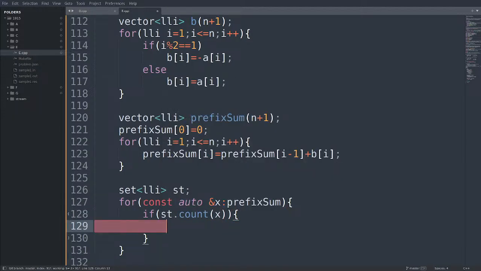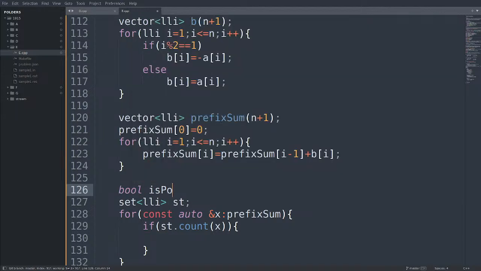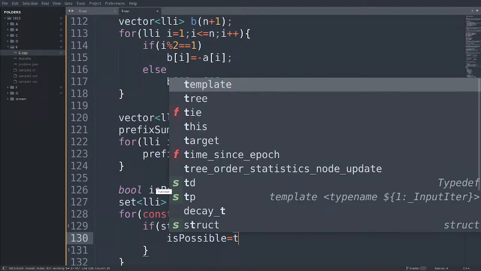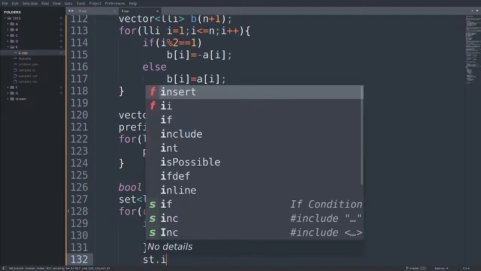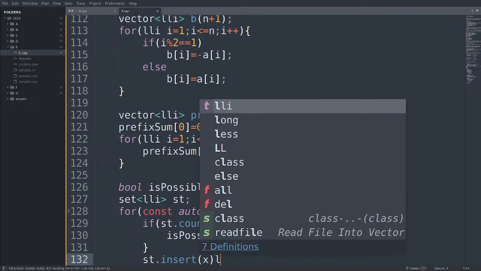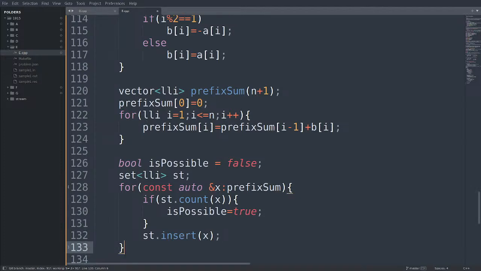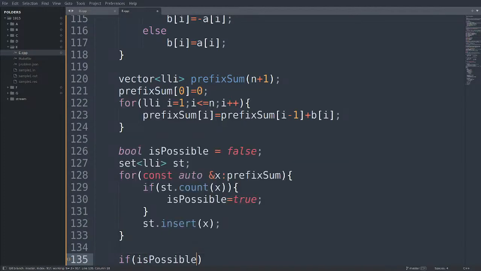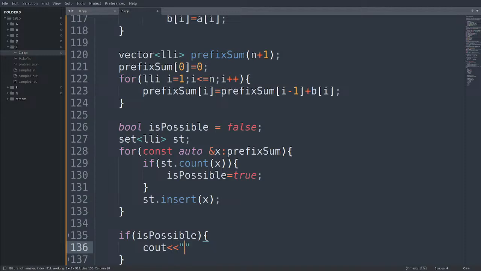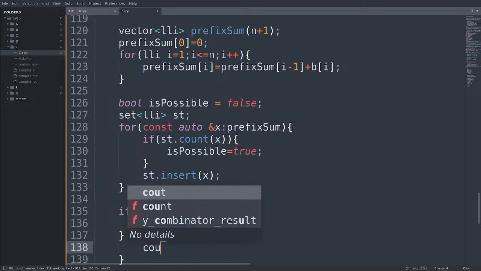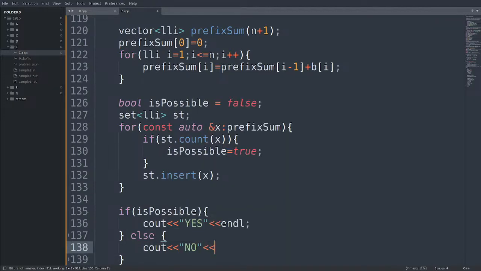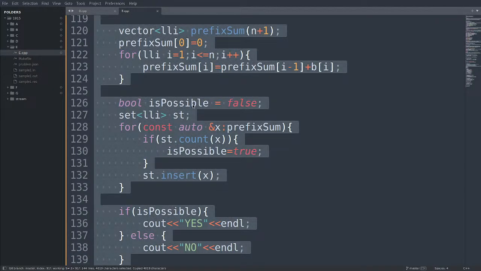If the sum so far appears 2 times, we can maintain a flag, is possible, which is false initially. And if a sum appears 2 times, we mark is possible equal to true. And then we again insert this element over here. And at last, if possible is true, print yes, or print no. F would be the next problem which I would be taking up.